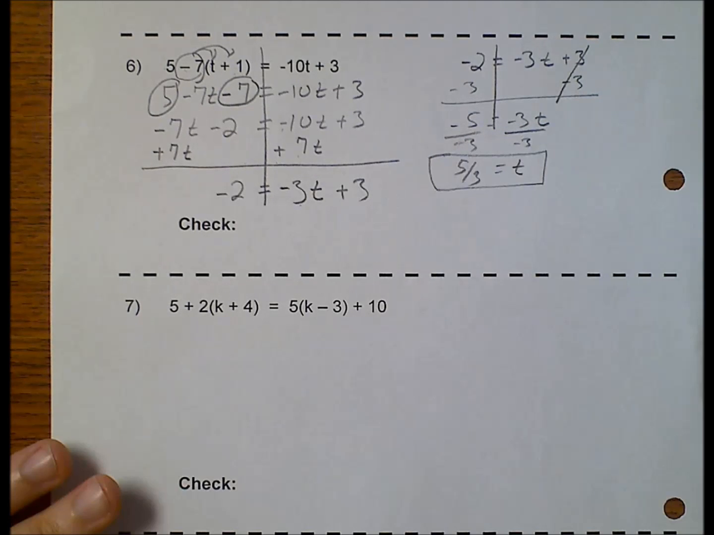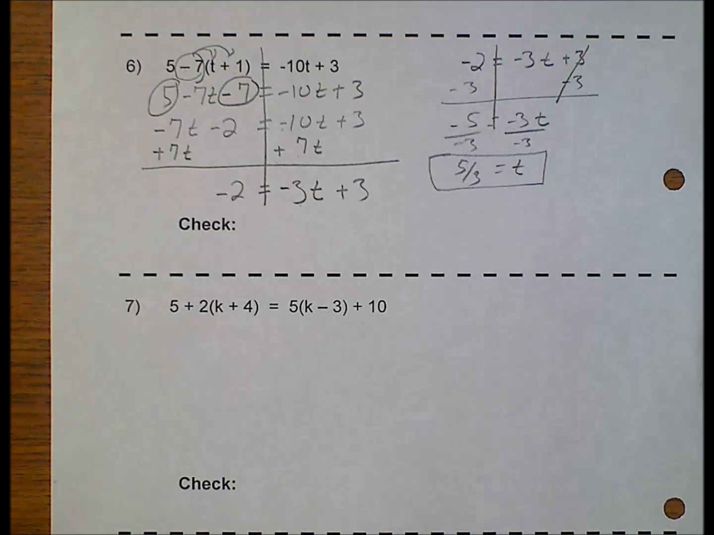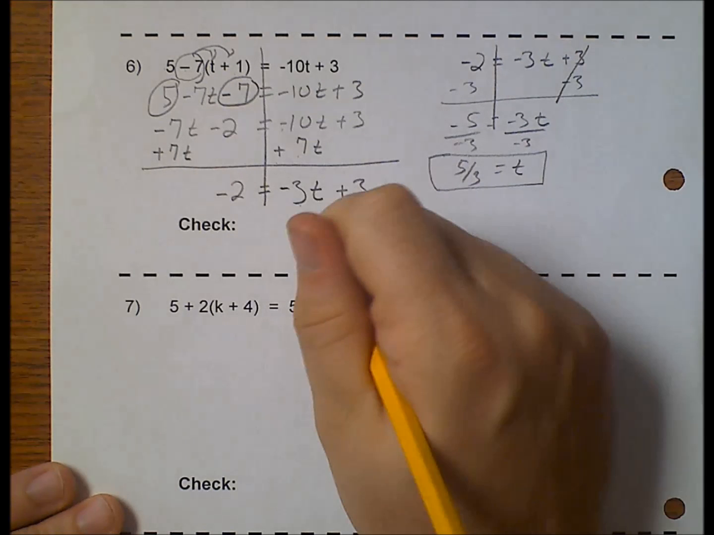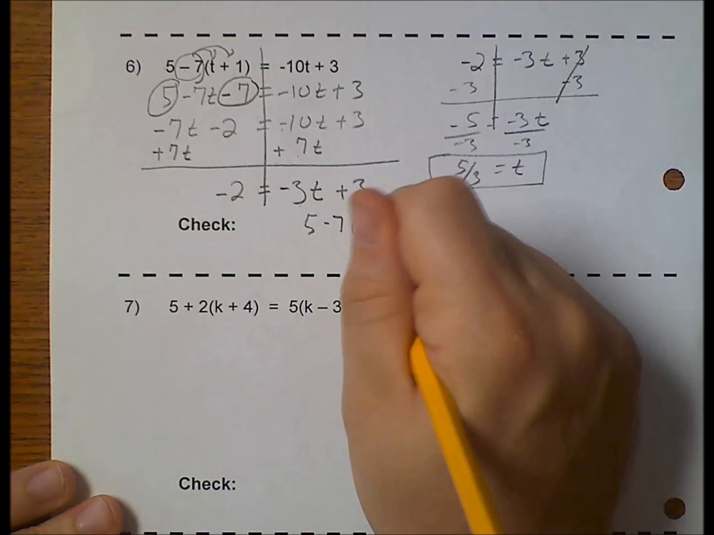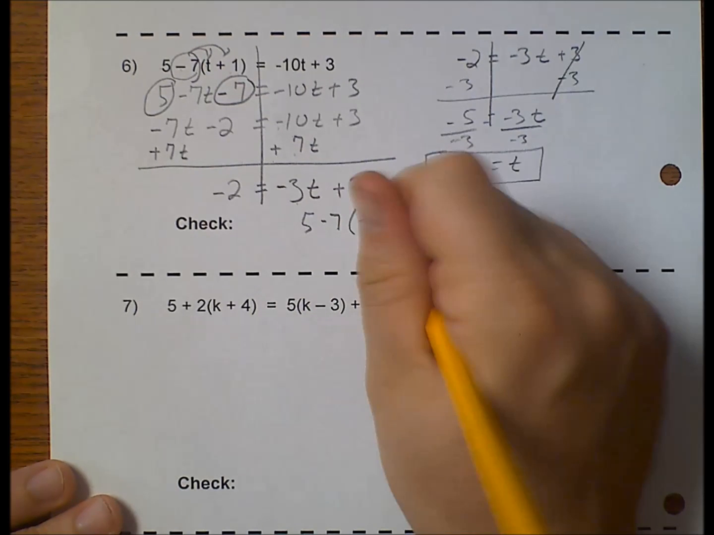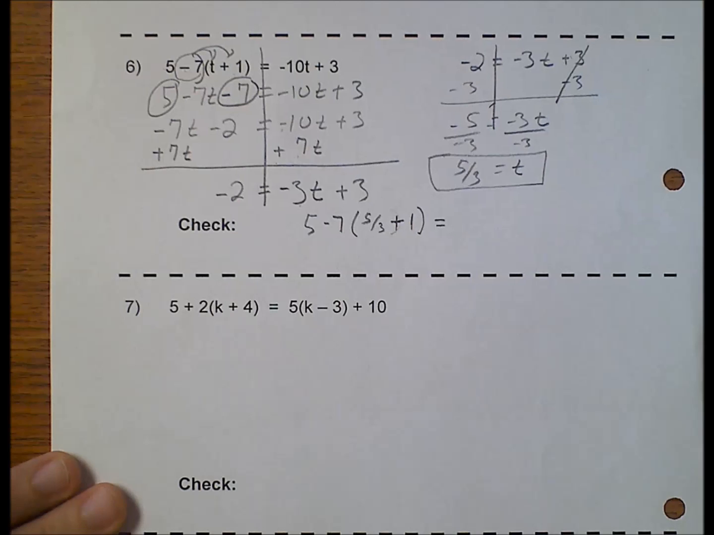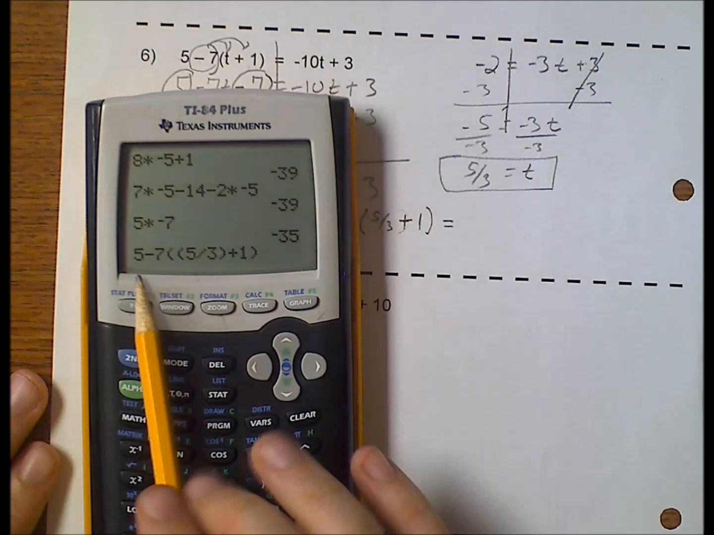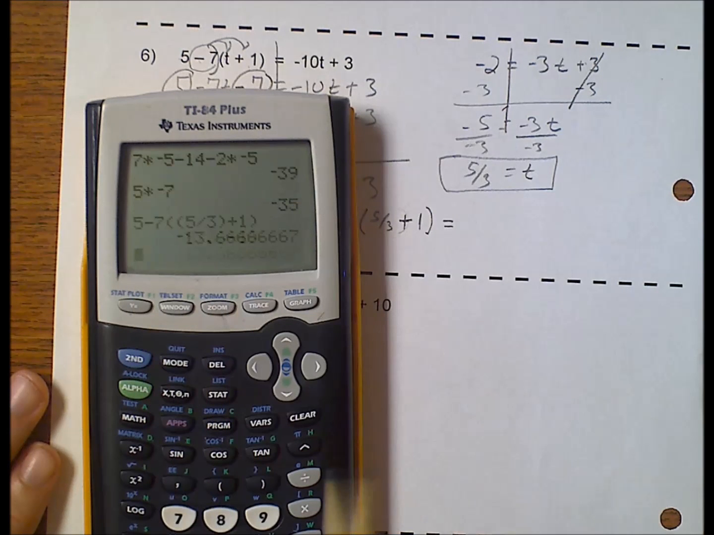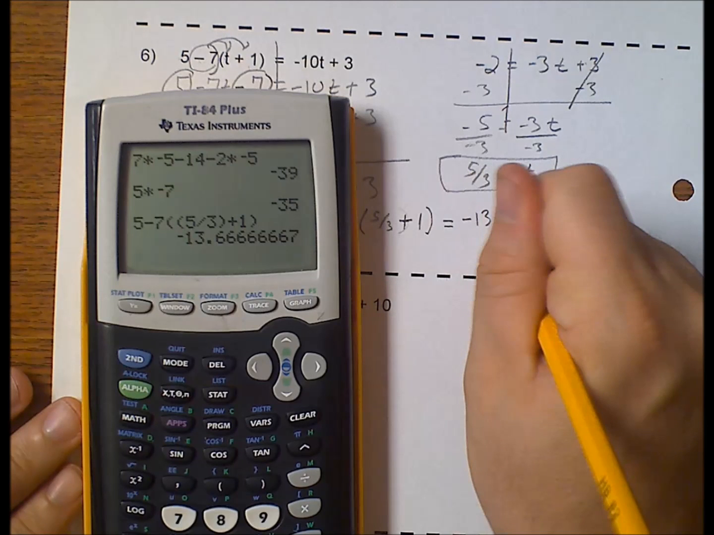Let's go ahead and check this one out. So 5 minus 7 times 5/3 plus 1 equals... let me go ahead and show you how I put that in the calculator right here. And that gives me a negative 13.6 repeating.